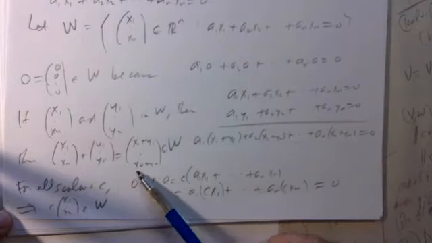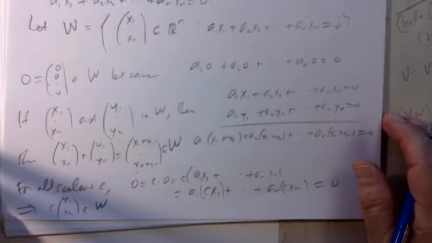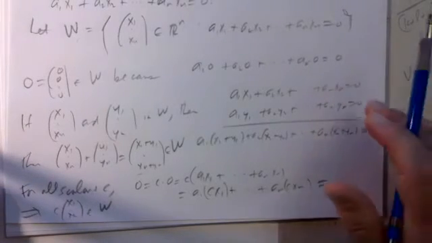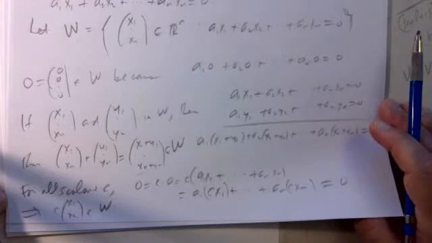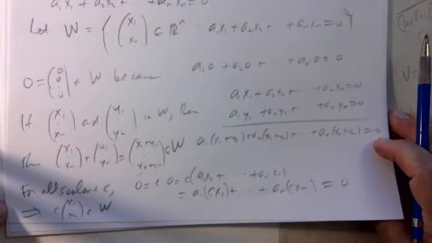It's closed under vector addition. It contains 0. Therefore, it's a subspace. That is, the set W of vectors in Rn satisfies the three necessary conditions for a set to be a subspace. Okay. So that's the proof of 3A.